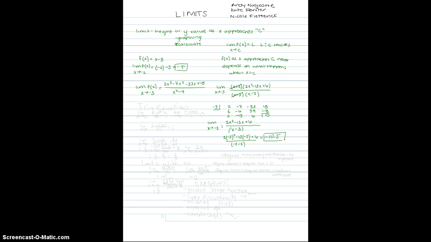Okay, now Nicole is going to take you with the rest. Some trigonometric equations for you to know. The limit of theta as it approaches 0 of sine of theta over theta will always equal 1. And the limit as x approaches 0 of 1 minus cosine of x over x equals 0.